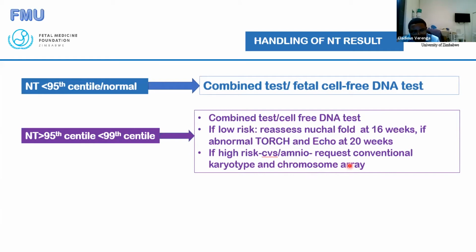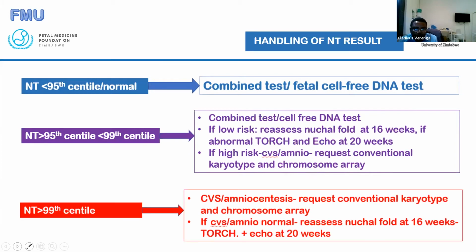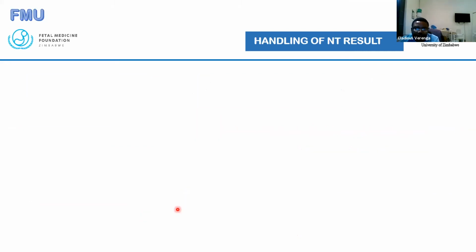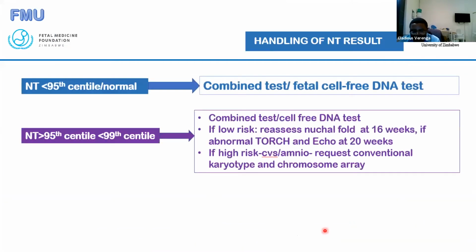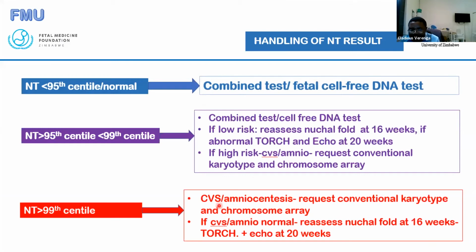Then if the nuchal translucency is above the 99th centile, in this case it is worthwhile to just offer the woman a diagnostic test. I know that in clinical practice, some people may prefer to offer cell-free DNA test first, but because of what we have said here, that a nuchal translucency above these values carries these risks, it is always prudent to offer a straight diagnostic test, CVS or amniocentesis, and request both the conventional karyotype and also chromosome array.